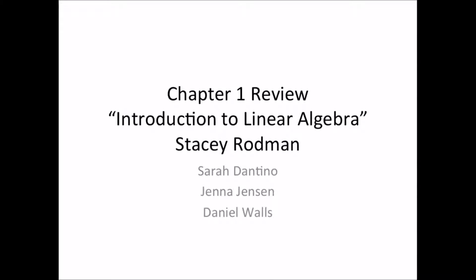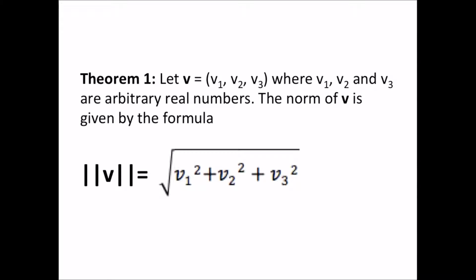Theorem 1 says, let V equal the point V1, V2, V3, where V1, V2, and V3 are arbitrary real numbers. The norm of V is given by the formula the square root of V sub 1 squared plus V sub 2 squared plus V sub 3 squared. Our goal is to prove that for the point V1, V2, V3, the norm or magnitude or distance, those are three interchangeable words, is equal to that formula.